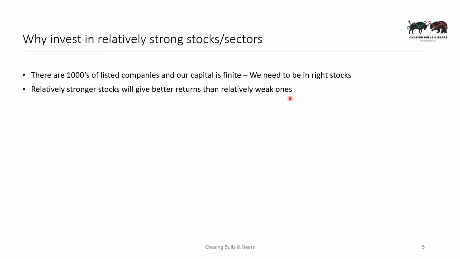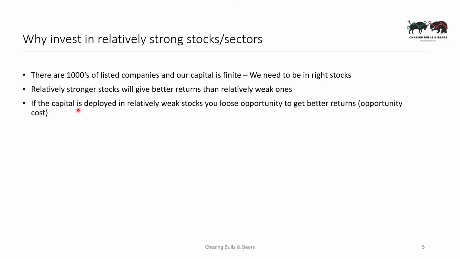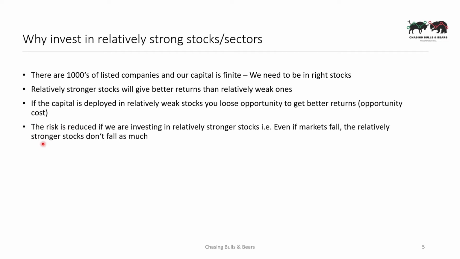We will look at examples of relatively strong stocks and how a relatively stronger index performs better than a relatively weak index. So you have chances of getting better returns in the relatively stronger sectors. If the capital is deployed in relatively weak stocks, you lose the opportunity to get better returns. That is the opportunity cost. You lose the opportunity to make better returns by investing in the relatively stronger sectors.